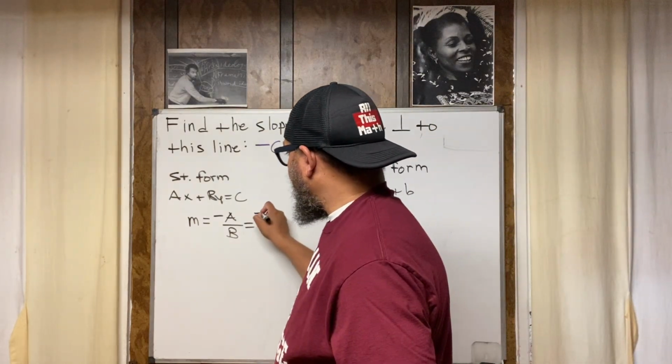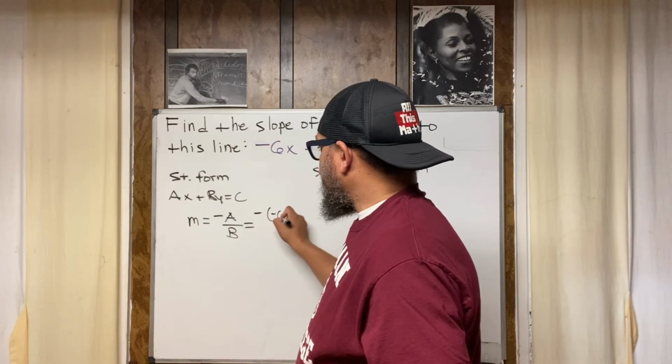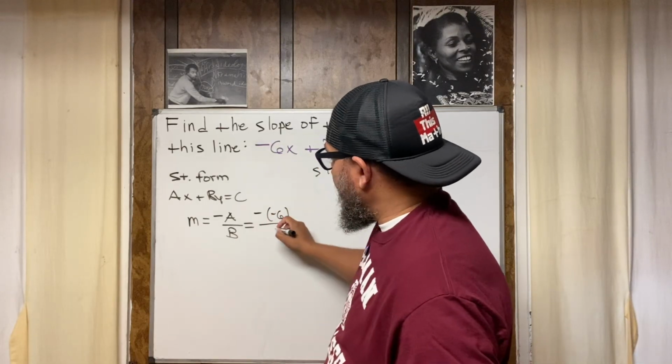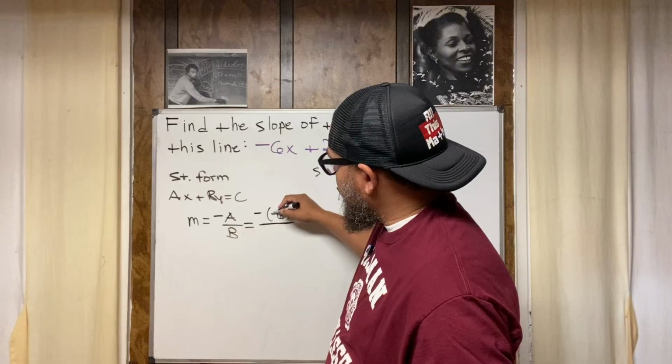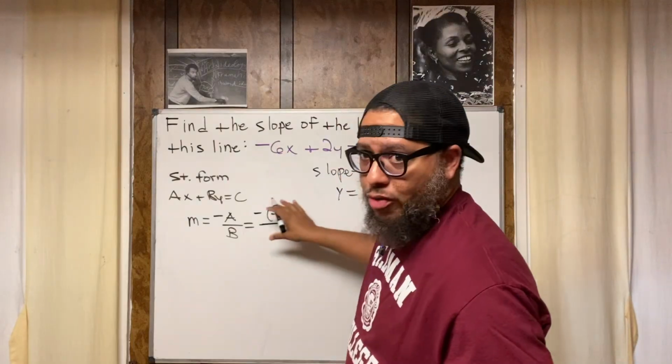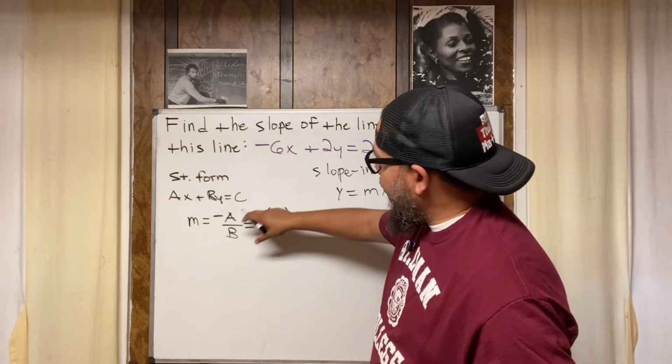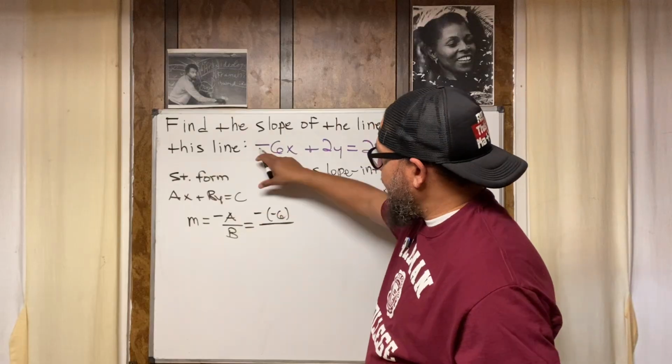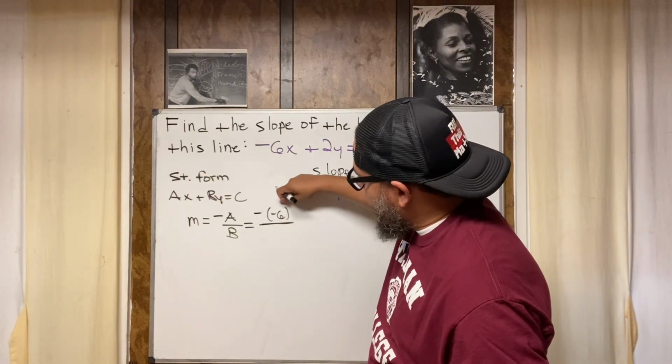So what you got to do is you got to write negative, and then it's good to put it in parentheses to show the separation between the negative signs, right? That's why we use parentheses sometimes. We got negative, whatever A is. A is -6, so we got a -6.